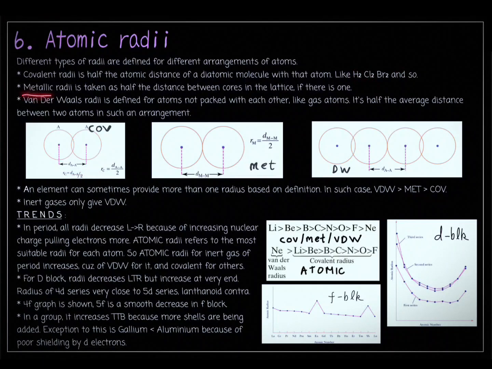What other types? Well, one of them is metallic radius. It is taken as half the distance between metal cores in the lattice, if there is one. If there is a lattice, of course it will have cores of metal. So half the distance between those cores, that is the metallic radius, like I showed you here.